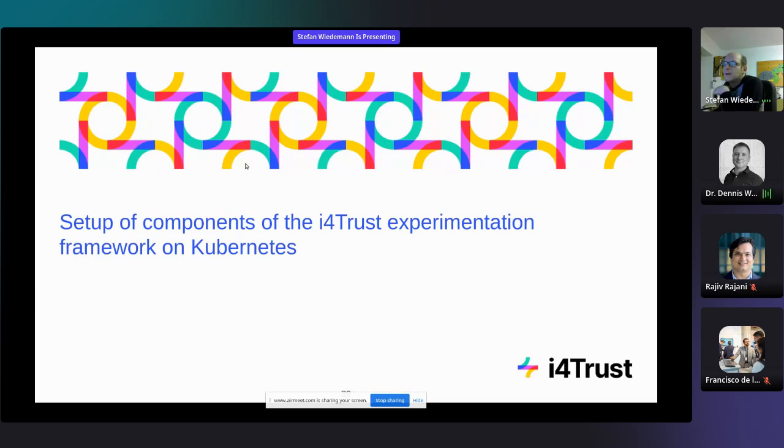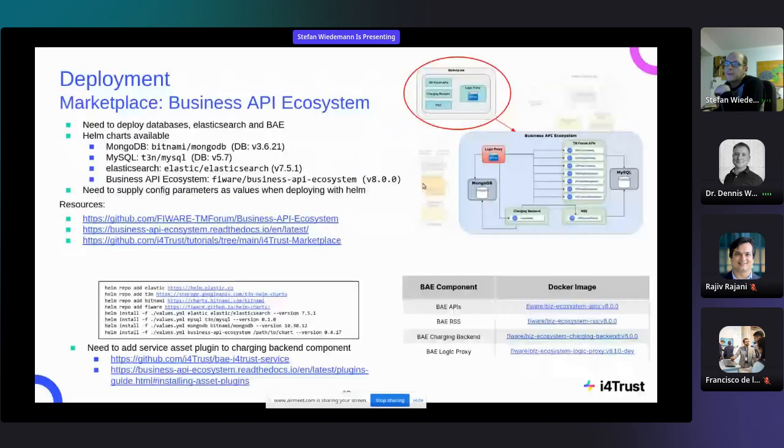It's just a list of the components and material. The next slides are something you can better take a look at afterwards. I will quickly go through them, because they simply have a lot of links to all the components that we have in here. So what you need for deploying the marketplace is something called the Business API Ecosystem. We have a lot of Helm charts available. You can find all of them here.